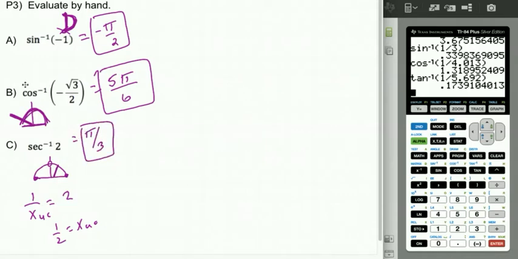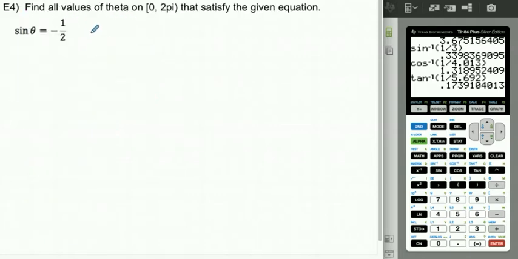And again, remember, cosine is asking when is the x on the unit circle a negative root 3 over 2. Sine was asking when is the y on the unit circle a negative 1. All right, moving on. So now this is the other question, though. This is the question where we're not just evaluating an arc trig function, but we're actually using it to solve for all values on 0 to 2 pi, right?